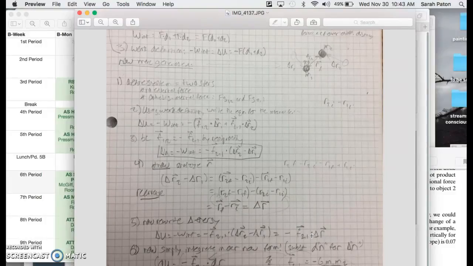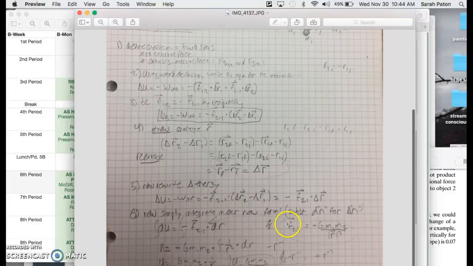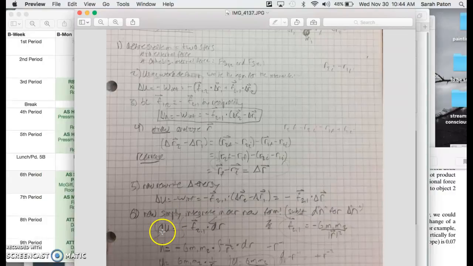Anyway, now we simply rewrite delta energy. So change in U equals negative work internal, which equals the opposite of the gravitational force of 2 on 1 times delta R. Now we integrate in a new form, and we make the change in U and the change in R infinitely small. So change in U becomes dU and change in R becomes dR. Thus we have dU equals the opposite of the gravitational force of 2 on 1 times dR.